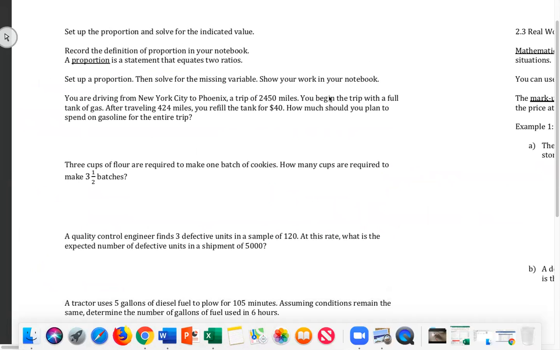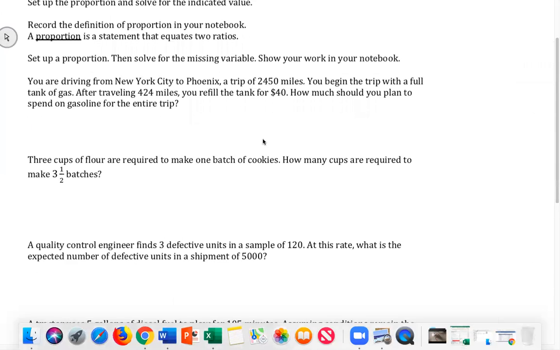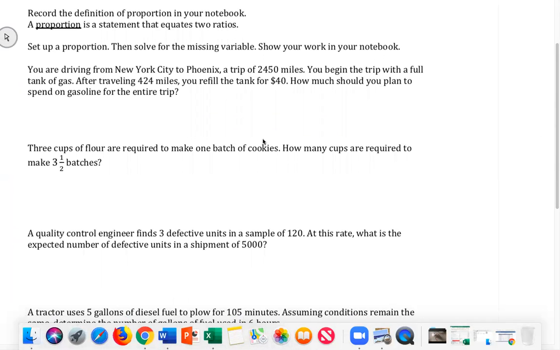And let's see, got 5 minutes, so I can get this done. So you are driving from New York City to Phoenix. The trip is 2,450 miles. You begin the trip with a full tank of gas. After traveling 424 miles, you refill the tank for $40. How much should you plan to spend on gasoline for the entire trip?